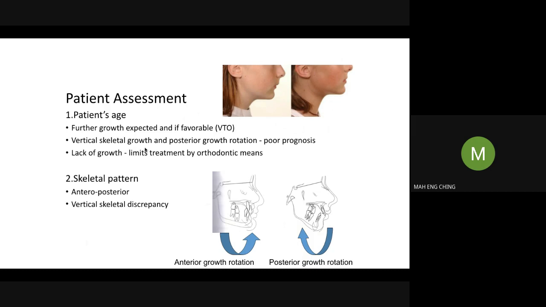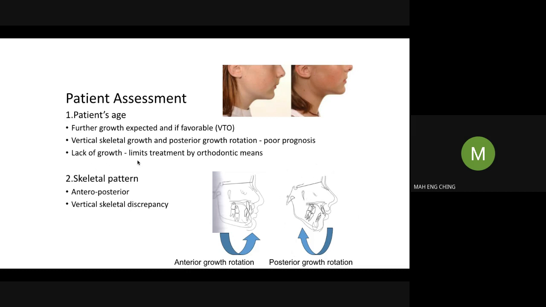Vertical skeletal growth and posterior growth rotations are considered poor prognosis. If you have this backward rotation, like in the bottom right, it is considered posterior growth rotation, and this is considered poor prognosis. When the patient has the jaw rotated backward, they become slightly more class 2. If the patient has the jaw rotated forward, or anterior growth rotation, this usually becomes more class 3. So when you take an X-ray and notice the patient has backward rotation, or a posterior growth pattern, then this is considered a poor prognosis patient because they become more class 2 with time.